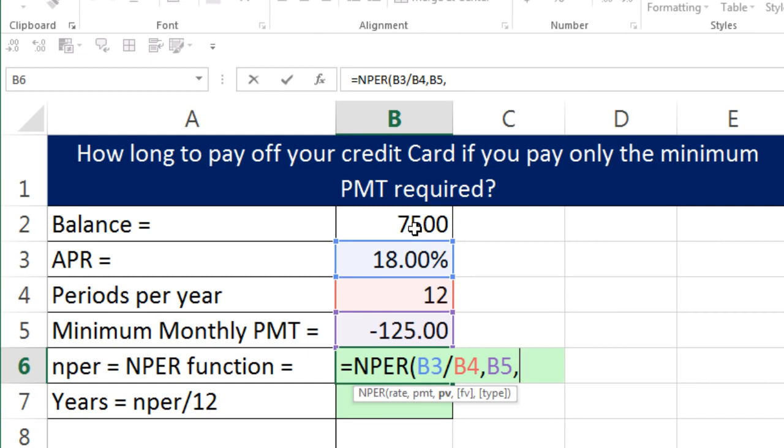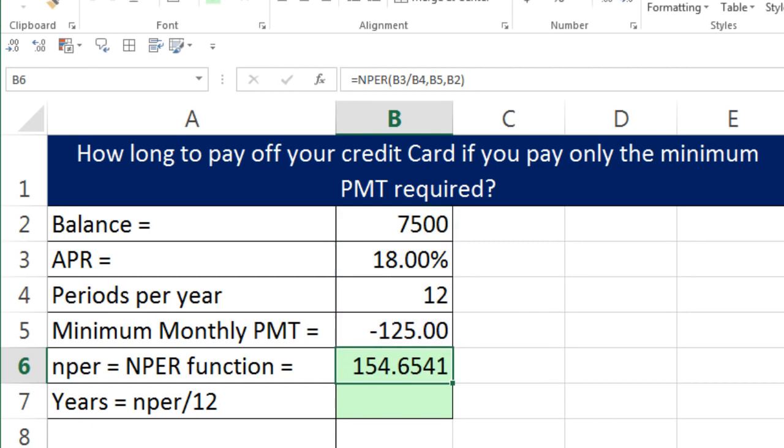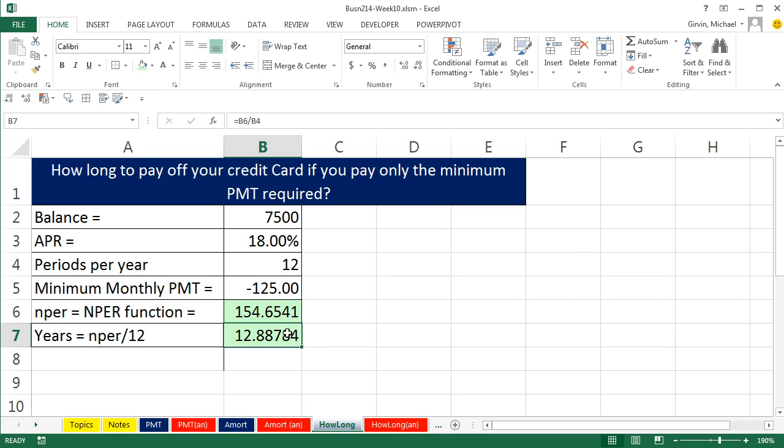The present value, sure enough, that's $7,500. We don't have a balloon payment at the end, and we can leave the type argument off because it's got those square brackets, and we know the default, it's end. Oh, that hurts. 154 months. If we take that and divide it by 12, that'll tell us it's going to take a lot of years. And if you build an amortization table for this, that would be a lot of interest. How long? Too long. Don't pay your minimum balance.